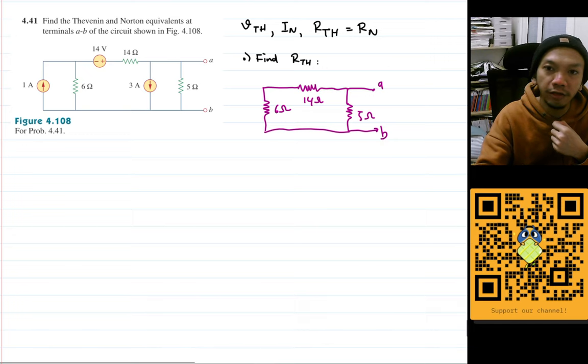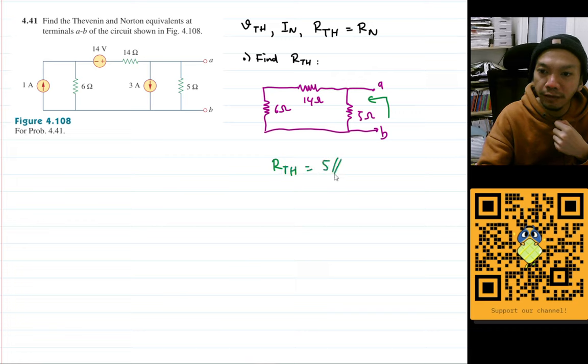Now we need to find the equivalent resistance when we look from AB here. We will have this 5 ohm, so the RTH will be 5 ohm in parallel with this 14 and 6. I will have 14 and 6 in series, so that will be 5 parallel with 20.